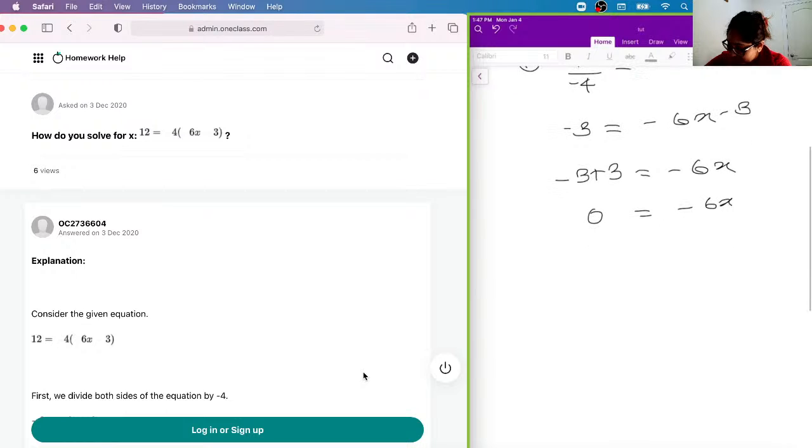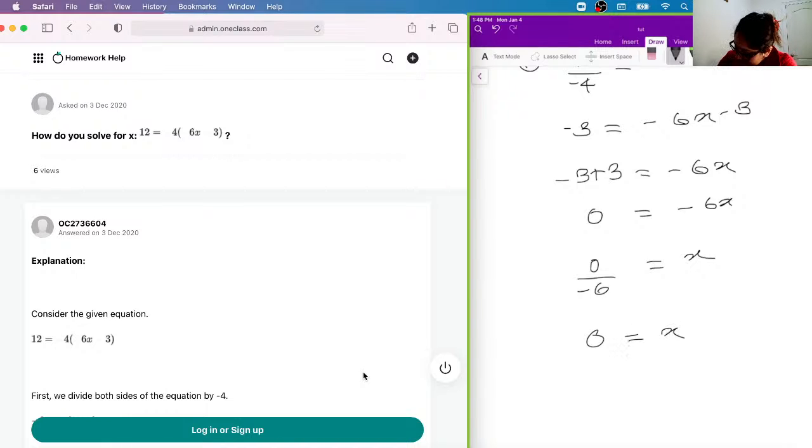So to get x by itself, you would have to remove the negative 6. The way you would do that is to divide the other side by negative 6. It would be 0 divided by negative 6. So you have 0 over negative 6 is equal to x. 0 divided by anything basically would be 0. So basically x is equal to 0.